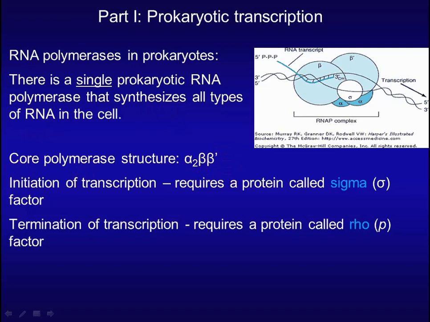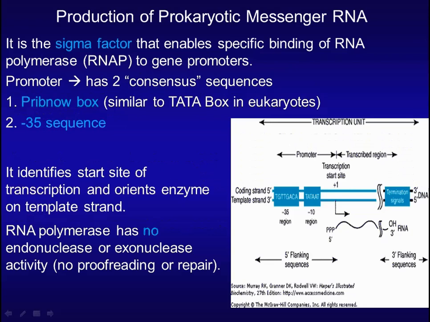Initiation of transcription requires sigma factor. Sigma factor recognizes a specific site in the promoter of a gene and brings RNA polymerase to it to start transcription. The promoter has 2 consensus sequences. One sequence is located 10 nucleotides upstream of the transcription start site. It is called the Pribnow box. The second sequence is located 35 nucleotides upstream of the transcription start site. It is called the -35 sequence.